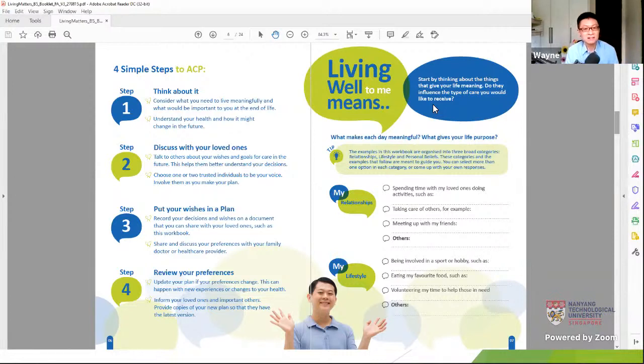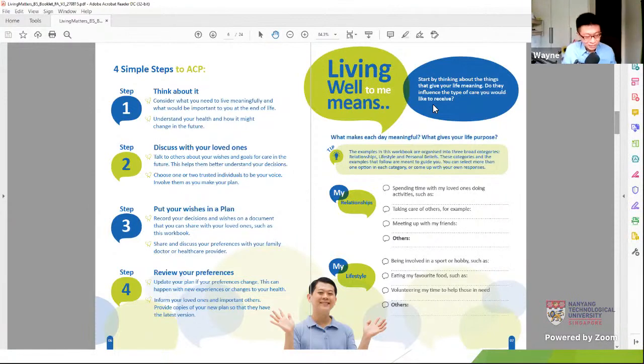Now, let me have a show of hands, either electronic hand or your real hand, right? Raise your hand if any of your seniors at home have done some of this, any aspect of this with you. Like, talk to you about what is meaningful and what he or she wants to do. Anybody? Electronic hand? No electronic hand. Real hand? No real hand.